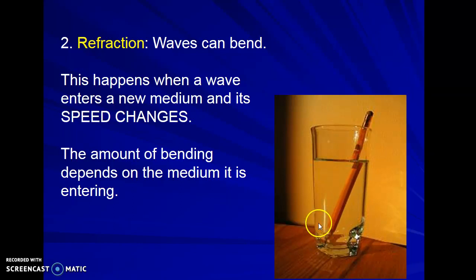and that's going to cause the wave to bend. So in this case, we're looking at the wave of visible light that allows us to see the pencil and the glass. And you can see the pencil looks like it's kind of broken or bent once it hits the surface of the water. That's because the light that's traveling and allows us to see the pencil is also bending as it hits the surface of the water.